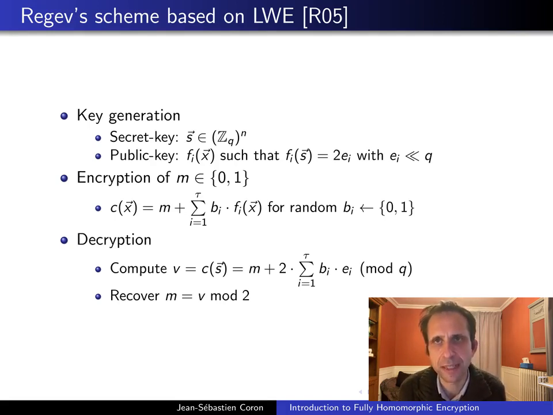And then to encrypt a bit m, we compute, as previously, a random subset sum of these ciphertexts in the public key, which are encryptions of 0. So we compute the sum of the b_i times f_i(x) for random b_i, plus the message m. To decrypt, we evaluate the ciphertext polynomial c at the vector s, and we obtain m plus 2 times the sum of the b_i times e_i. And so when we reduce modulo 2, we recover the message m. So the scheme is quite simple.